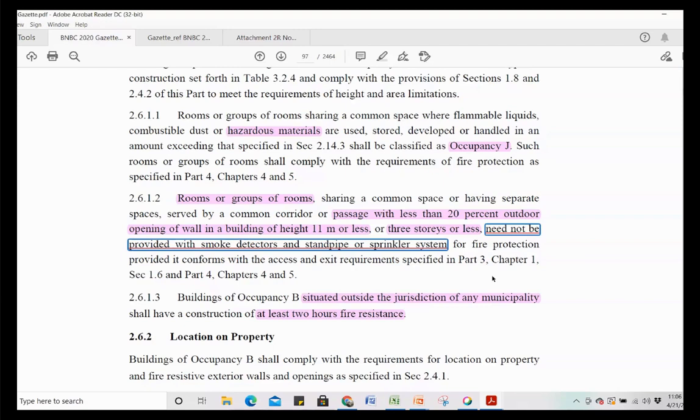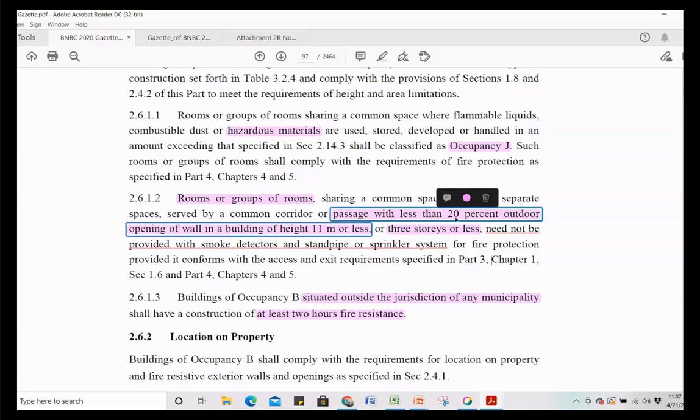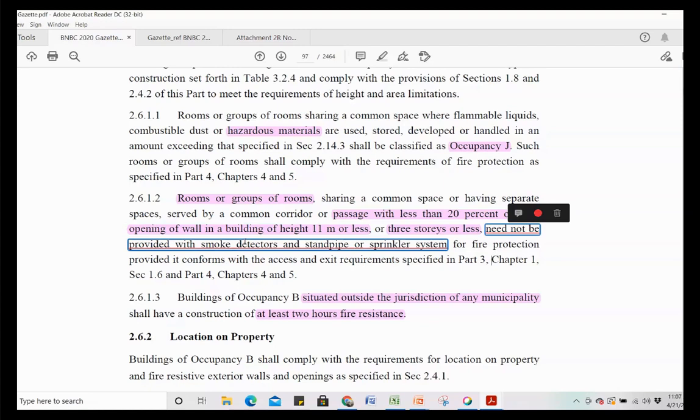section that exempts particularly B classification, B occupancy buildings from getting the stricter rules for fire detection, smoke detection, and standpipe and sprinkler system up to 3 stories, and the corridor might be a double loaded situation where only 20% is for outdoor opening area. So it has certain limitations, but still it may not need smoke detectors and standpipe and sprinkler systems.